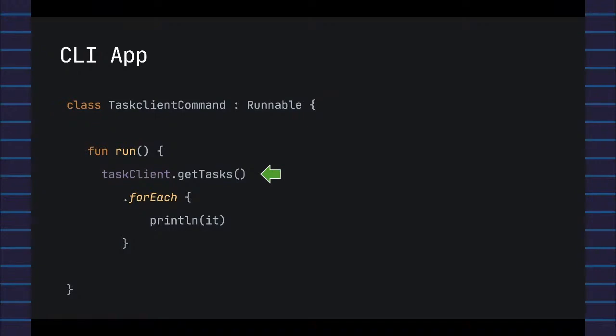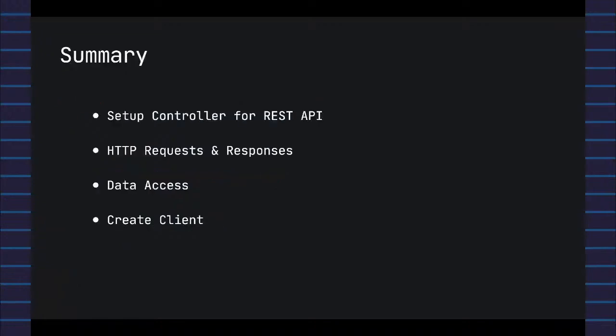So in summary, we looked at how to build a very simple REST API. We looked at how to use Micronaut's HTTP request and response API, set up database access, and create a command line client.